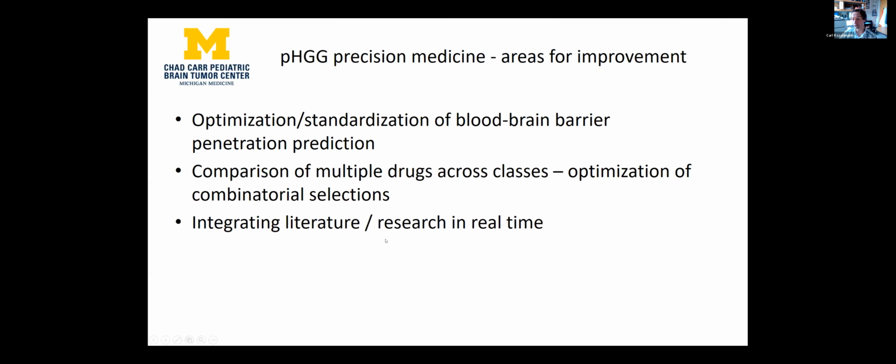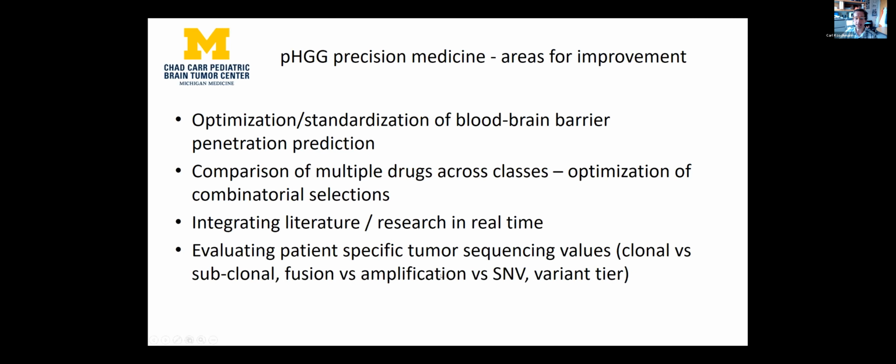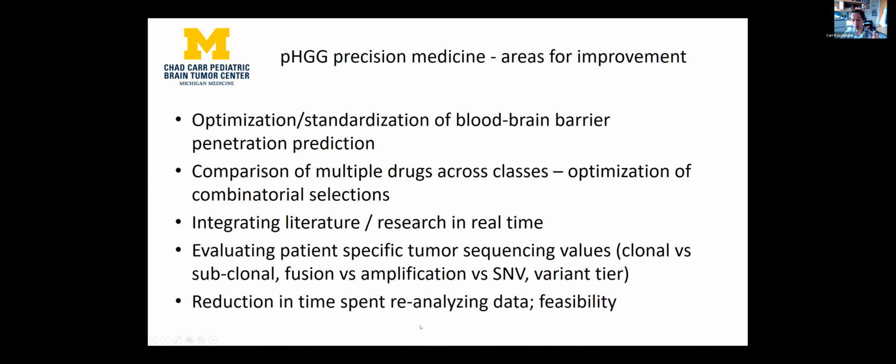Integrating the literature and research at all, let alone in real time, is daunting. If you look at these classes of drugs, how do you compare the quality of the literature and what's out there, and how do you keep up with it? And then when you start to look at patient-specific values, how do you take into account things like clonality, and how do you compare a fusion versus an amplification? This is where precision medicine starts to get really messy, and decisions are made that do feel subjective. And we wanted to make this whole process, however we were going to sort through all this, not incredibly time burdensome.